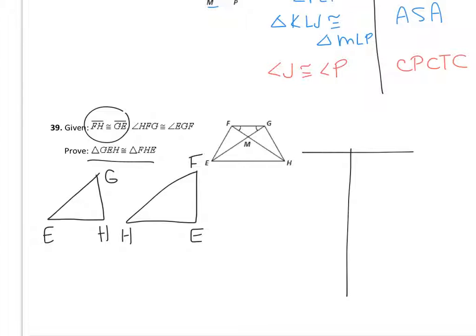So I'm given that FH is congruent to GE by given, so I did that. And then the angles, these angles right here are congruent. And also, I can look right here that HE and HE are congruent. These two sides, they share a side. So I write HE is congruent to EH by reflexive.